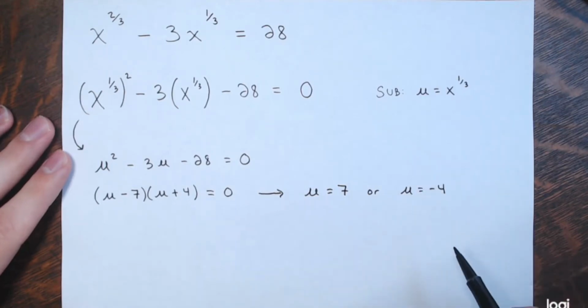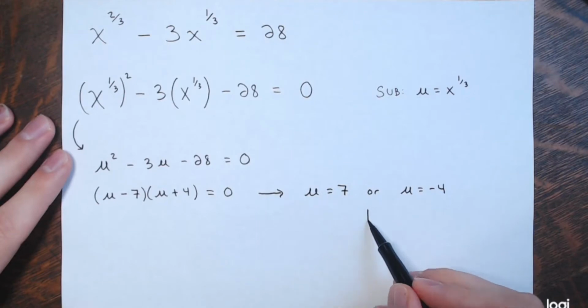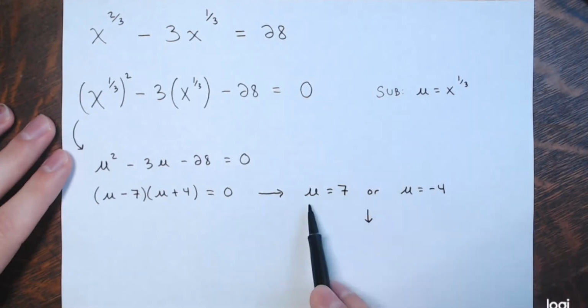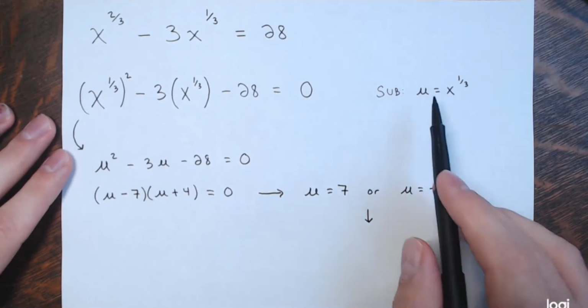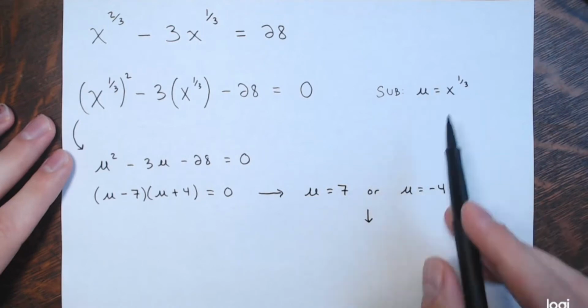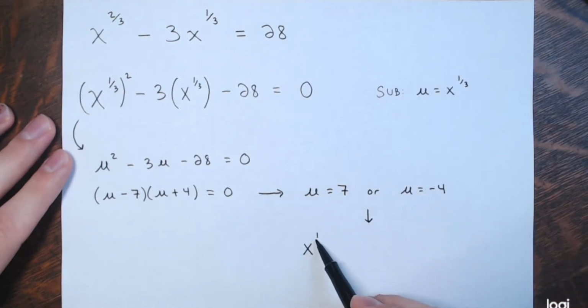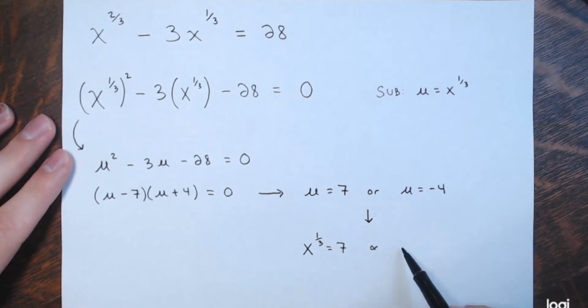And then we sub back. I solved for u, but I want to solve for x. The original equation had x. And what did u represent? U represents x to the 1/3. So this is x to the 1/3 equals 7, or x to the 1/3 equals -4.